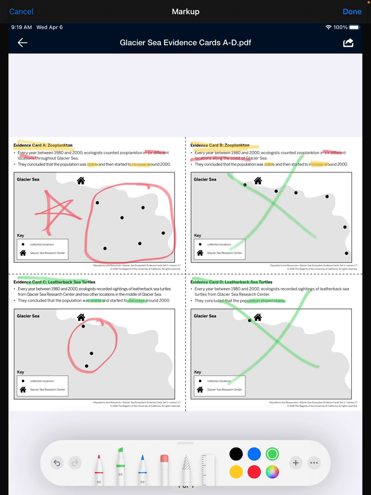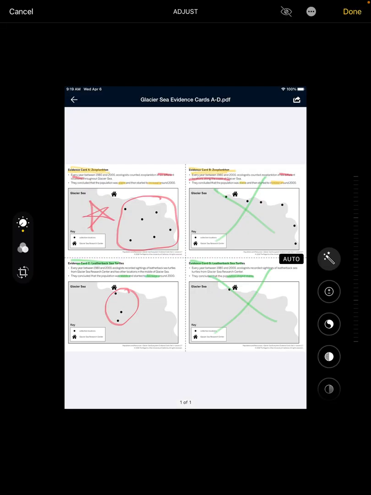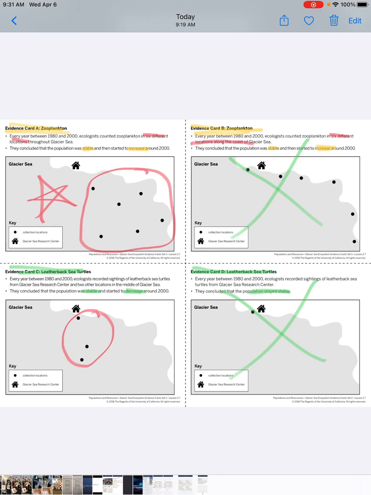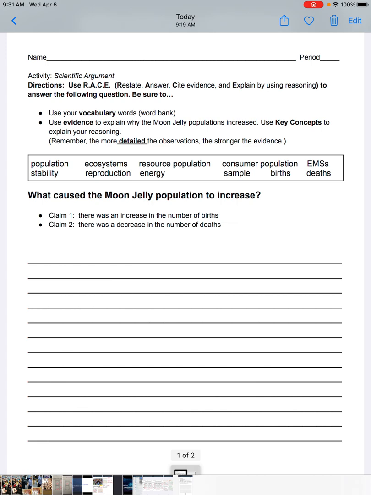You're either going to use evidence card A or evidence card C on your scientific argument. Here's the thing, we don't have any additional evidence to say one is better than the other. We really don't. We can't really throw out evidence card C. It's the only piece of evidence that we have. We really don't have anything contradicting or refuting that. That being said, here is your scientific argument.